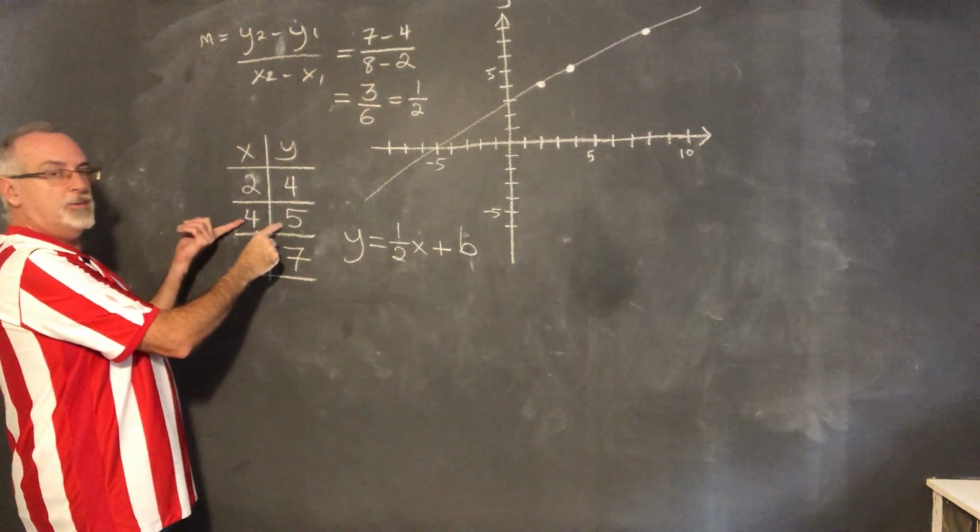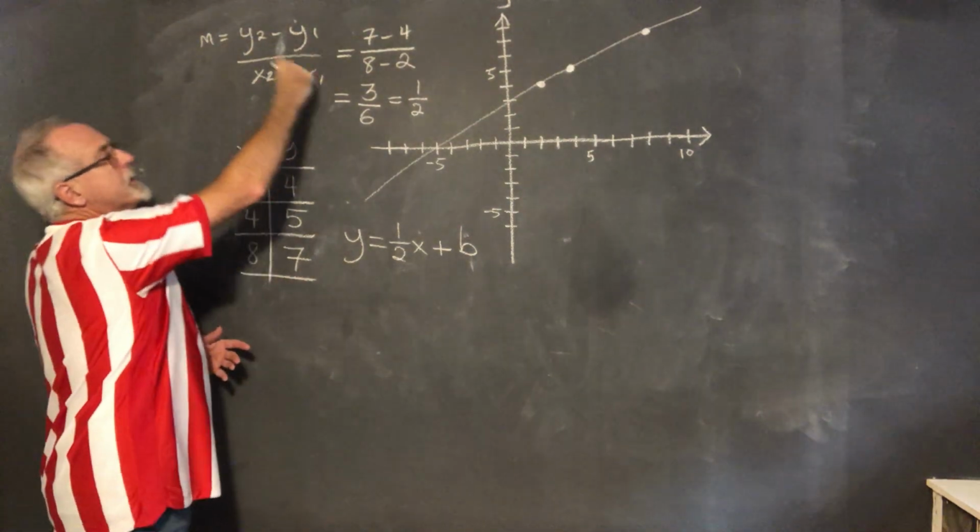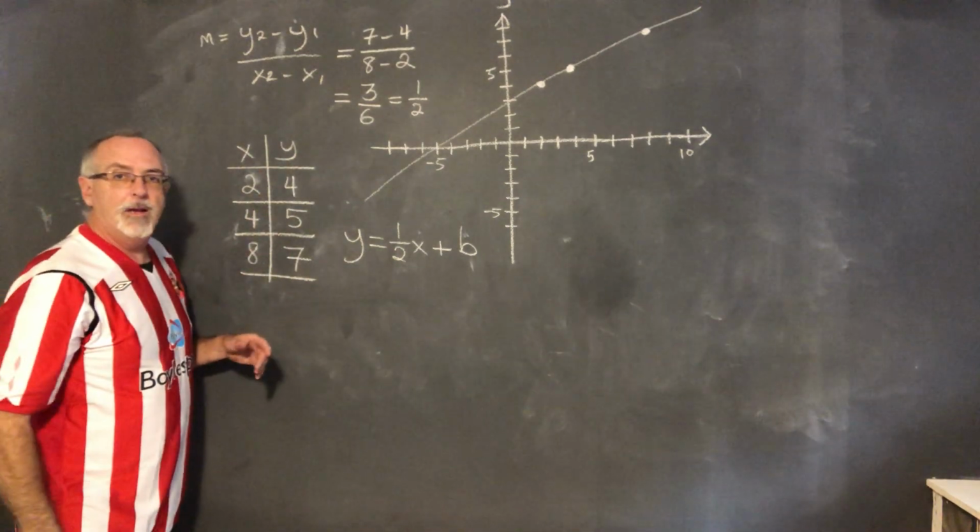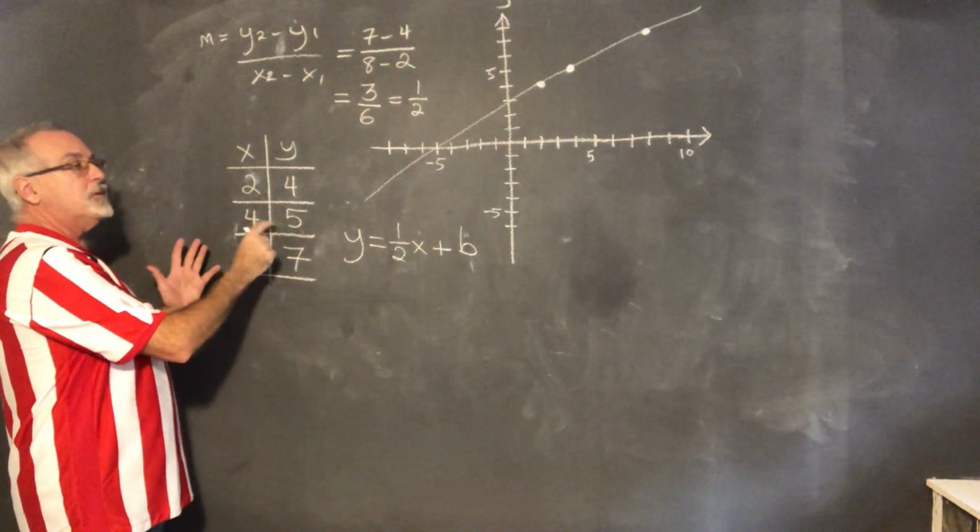I'm going to use this point in the middle because I didn't use it in the slope formula, so it might be feeling a little bit lonely. The point x equals 4, y equals 5.